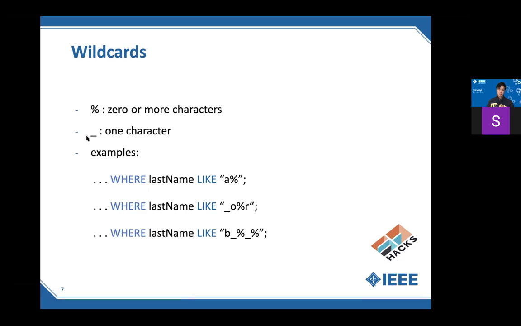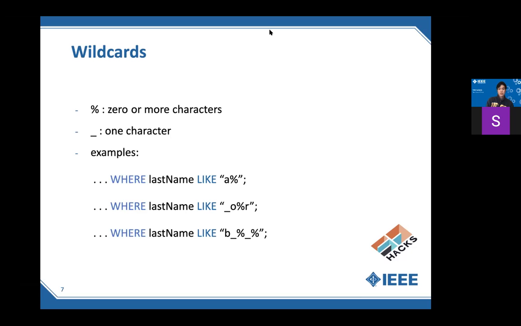So for example, let's say you're looking through a table of names, and return all the last names that are LIKE 'A' and then the percent sign. So this can be a last name as short as A, as short as two A's, three A's, or a last name such as A and then 1, 2, 3, anything. Essentially, just as long as it starts with an A, anything after.